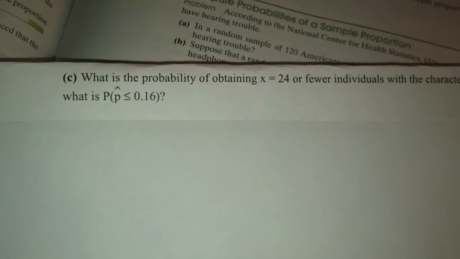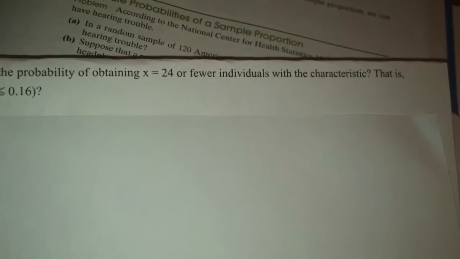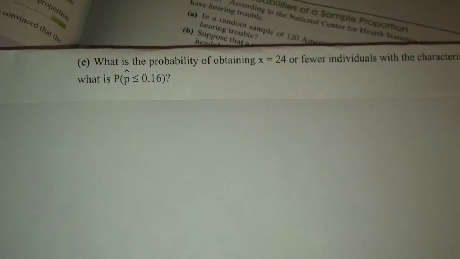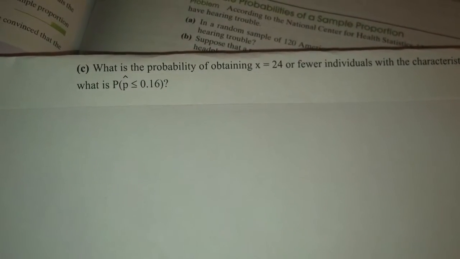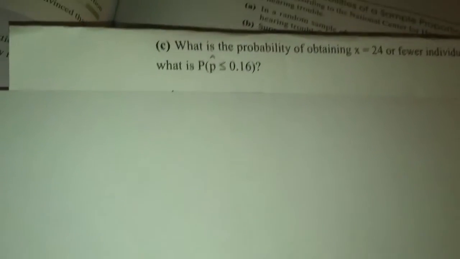Now, part C is asking what is the probability of obtaining x equals 24 or fewer individuals with the characteristic. That is, what is the probability that p hat is less than or equal to 0.16. We're doing this similarly to part B, but this one asks for 24 or fewer, so instead of going to the right, we're going to go to the left.